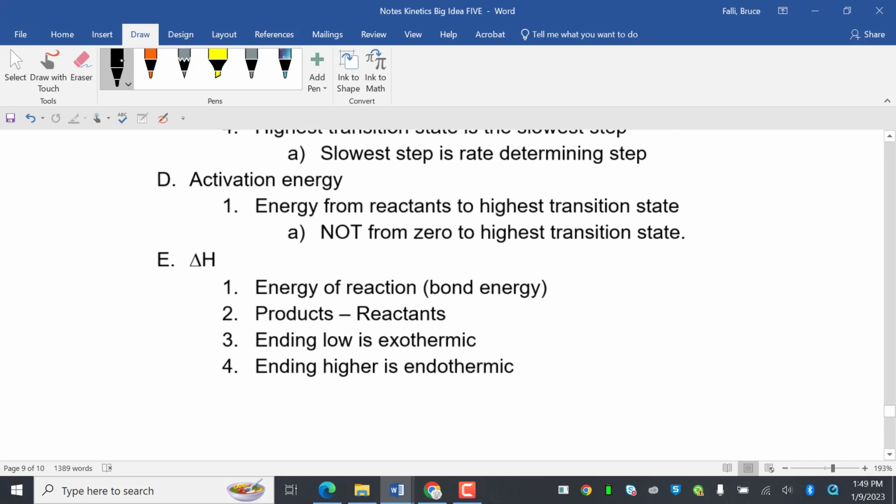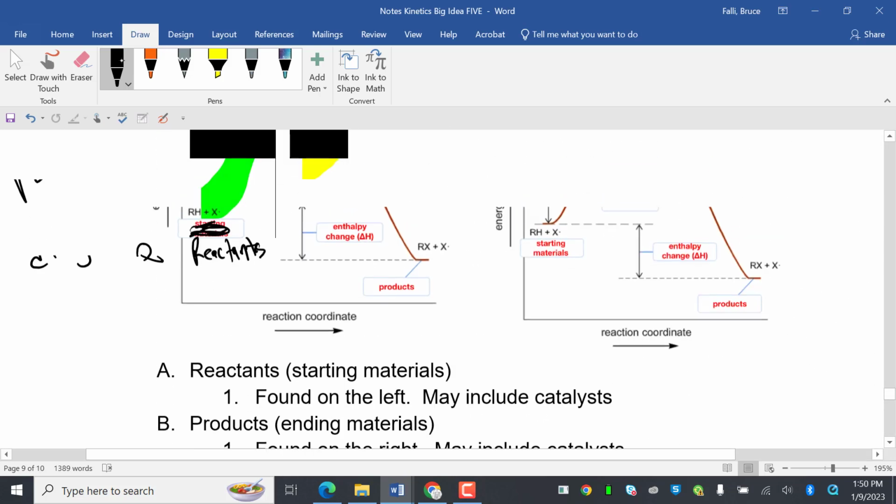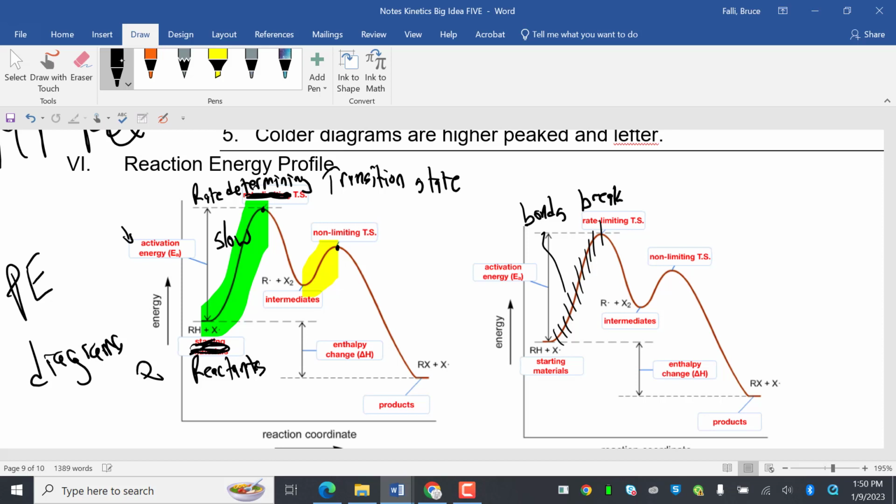All right, little delta H fun. Delta H is the energy of a reaction. It is the bond energy that happens. So let's take a look up here. Up here is where bonds break. Ow, ow, ow, it hurts running up a hill. Coming down a hill is where bonds form.